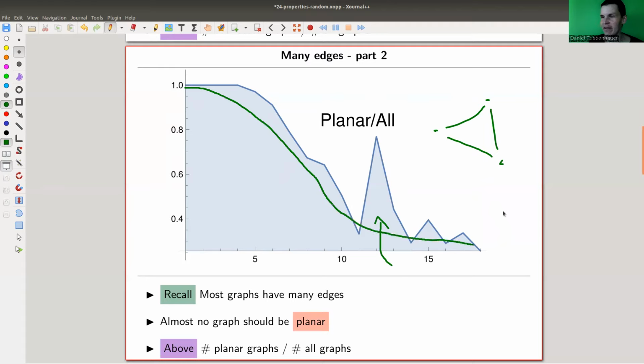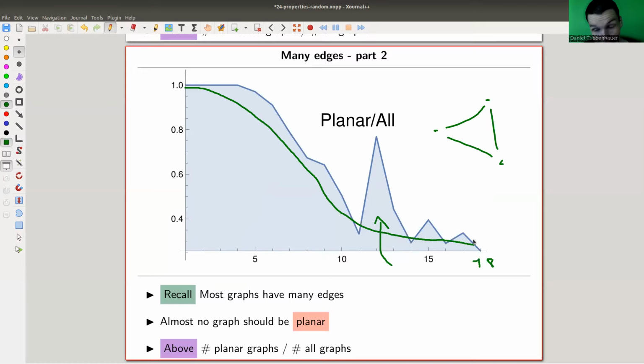I do the same as before. I list planar graphs over all graphs, again up to 18 vertices. And this goes down to about 0.2%. This is not 0, this is 0.4 here, given the scale. But anyway, there's an absolutely clear pattern, and it's not difficult to prove that as well.